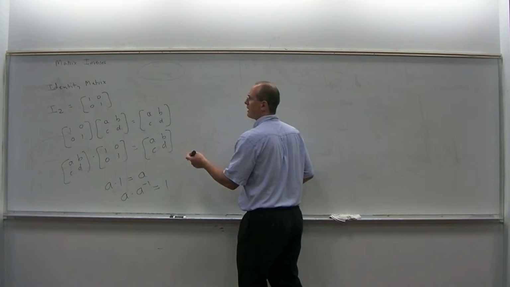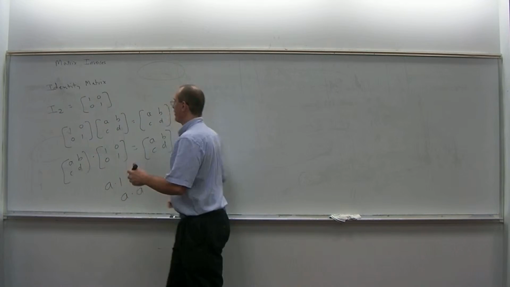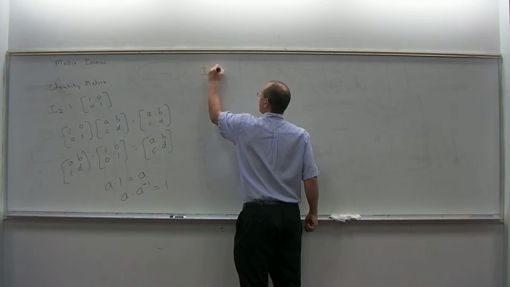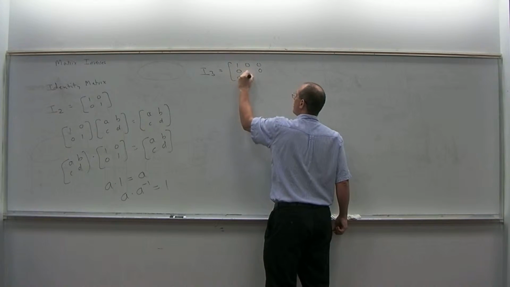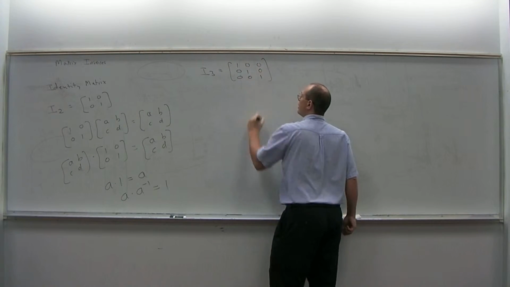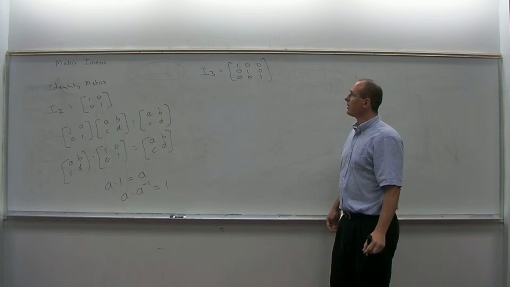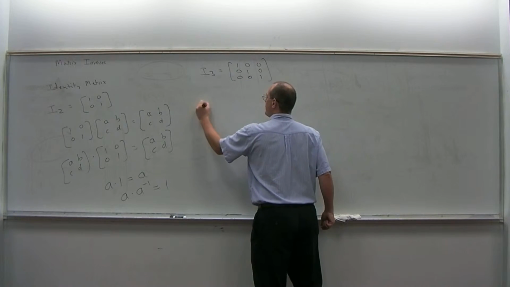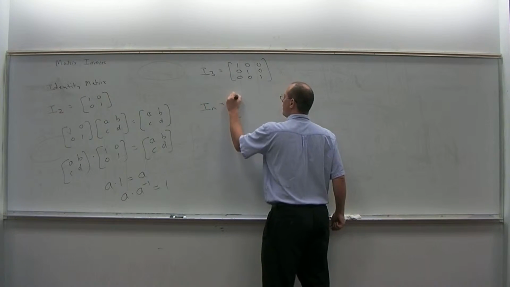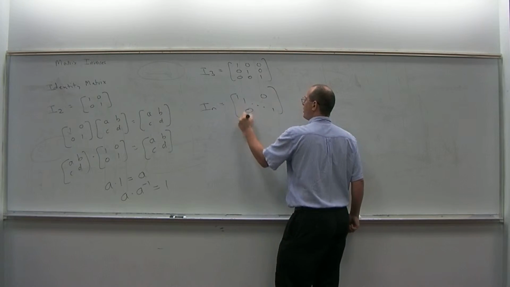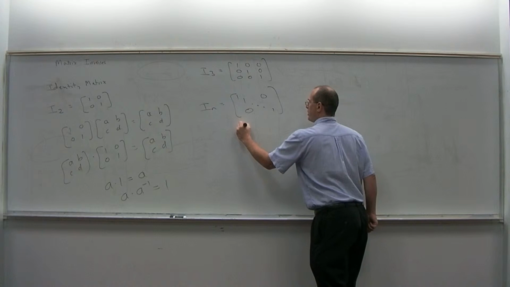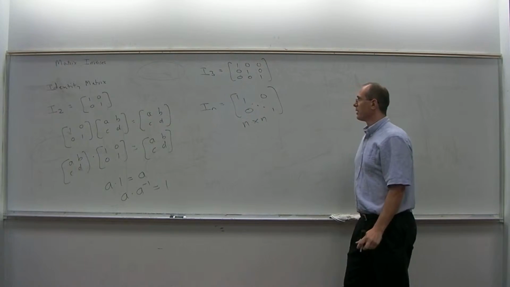And the identity matrix can come in any square size. So I3 would be 1, 0, 0, 0, 1, 0, 0, 0, 1. You can make any size identity matrix. It'll be square. It'll have 1s down the main diagonal and 0s everywhere else. It will be an n by n matrix.